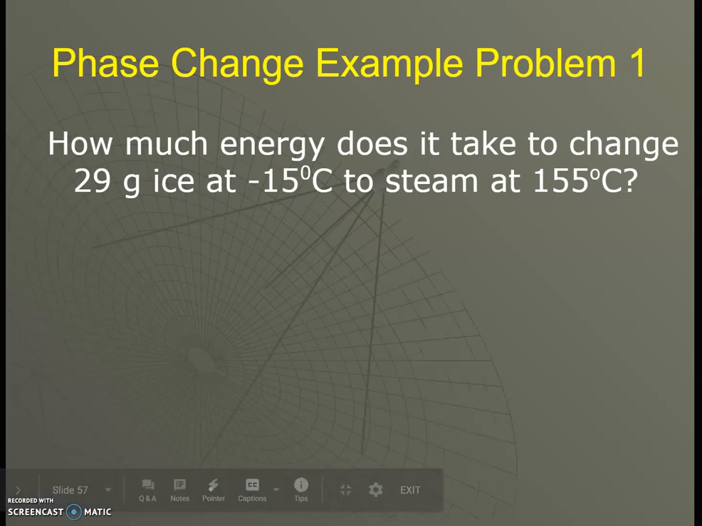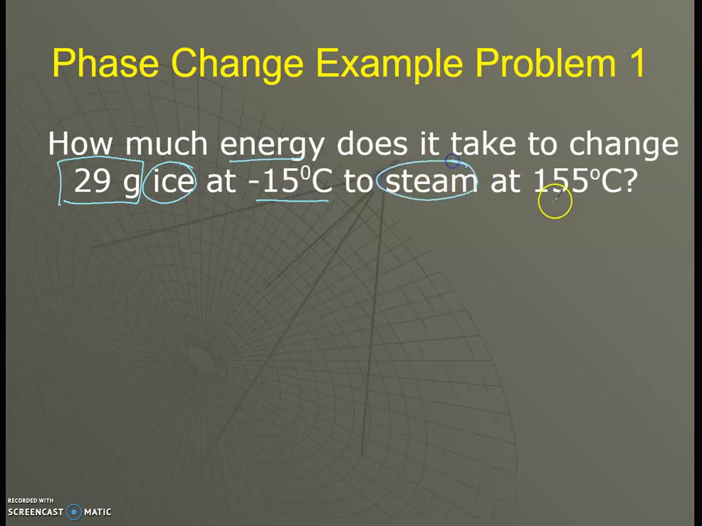Okay, so now that we know the phase change diagram, now we can calculate how much energy it takes to go from one part of the diagram to another. So this is phase change example problem 1. How much energy does it take to change 29 grams of ice that's going to be at negative 15 degrees Celsius to steam at 155 degrees Celsius?